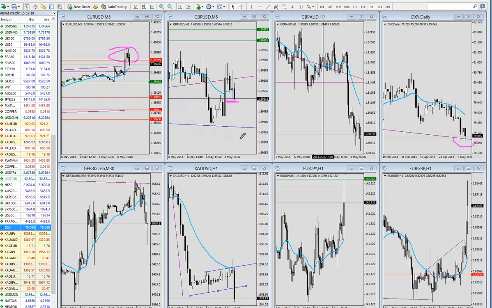Okay. Acting next time. I'm going to take the short below 30 with stop above 80. Guys, watch dollar index. Look, guys, what happened to euro. Look what happened to DAX.